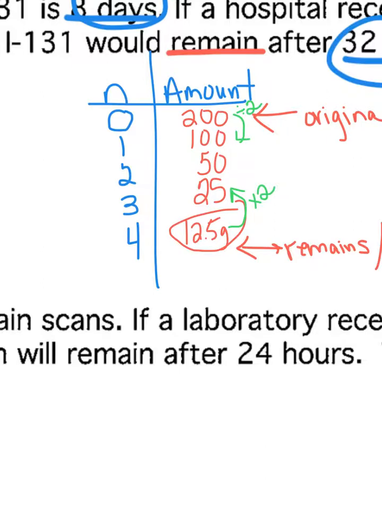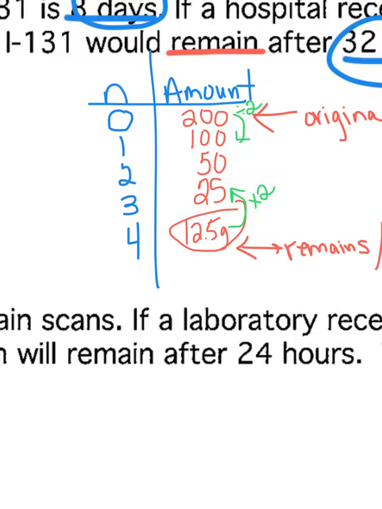So that's how you use the chart method. Again, you want to label n on the left-hand side, 0 up to the number of half-lives for that problem. Depending on what they give you in the problem, you're either putting in an original amount and working your way down, dividing by 2 each time, or they might give you the amount that remains and you work your way up multiplying by 2 till you get to the original amount.